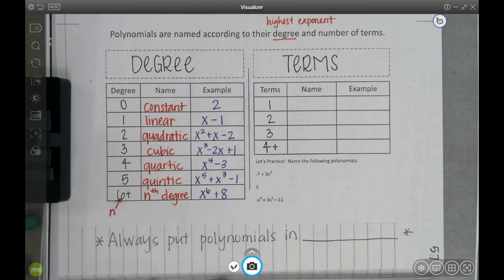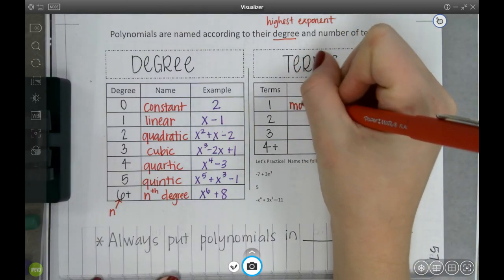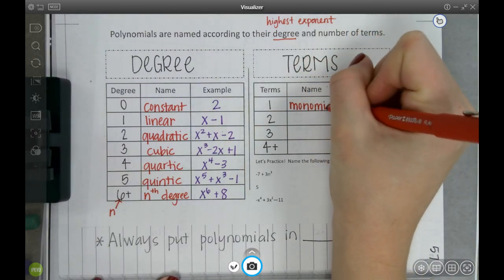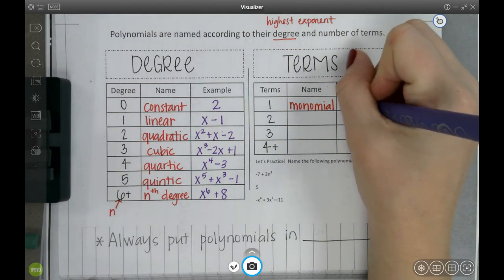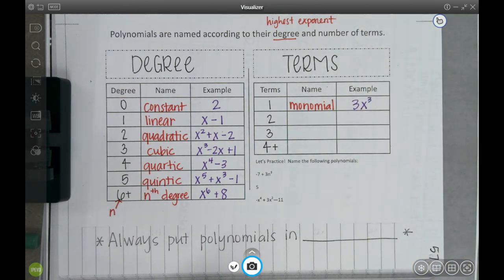All right, then you can also name it by the number of terms it has. If there's just one term, it's called a monomial. No matter what degree, if it's just one term, it's a monomial. If it's 2 terms, what's that called? Binomial. Yes, binomial.